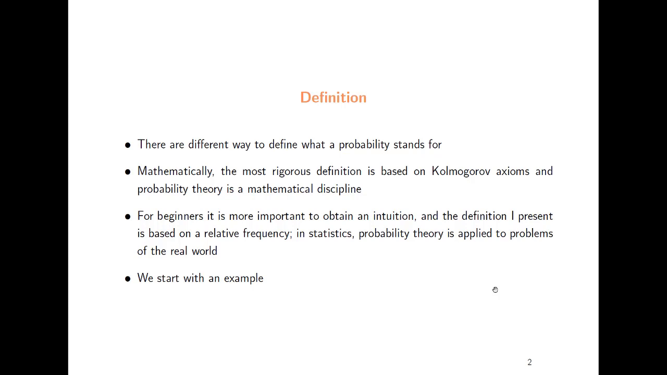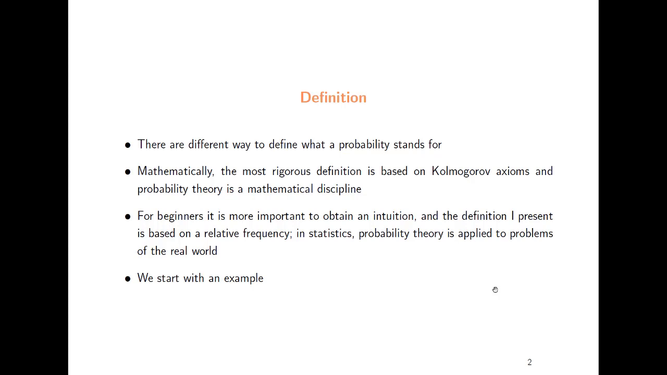Mathematically, the most rigorous definition is based on Kolmogorov's axioms, and probability is a mathematical discipline where you can derive theorems and so on. For beginners, it's more important to obtain an intuition, and the definition I present is based on a relative frequency.